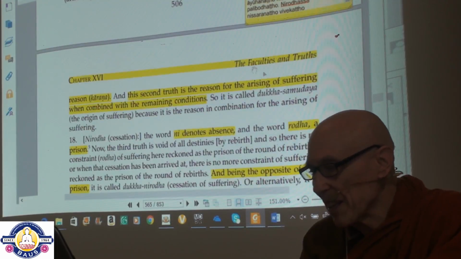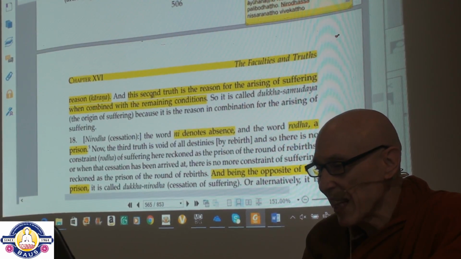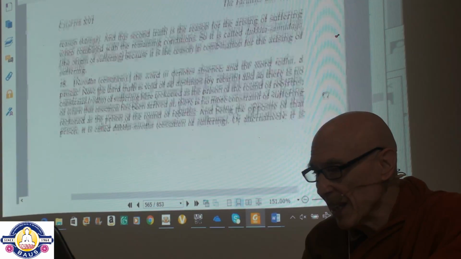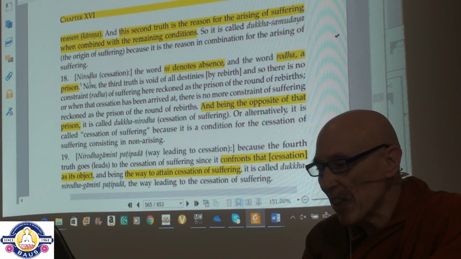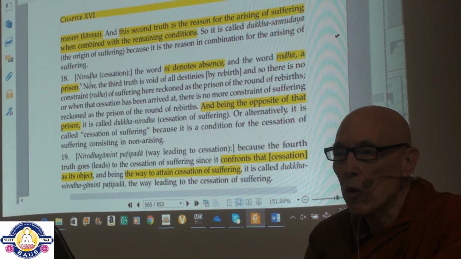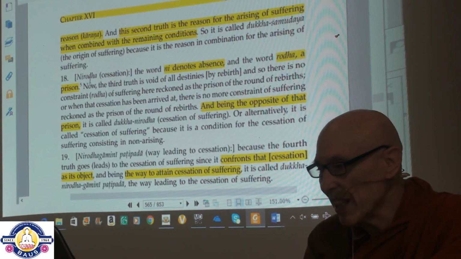And then the text says the second truth is the reason for the arising of suffering when combined with the remaining conditions. And then the third noble truth is nirodha, cessation.